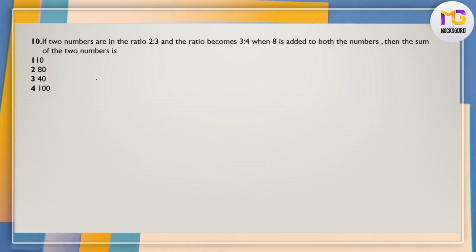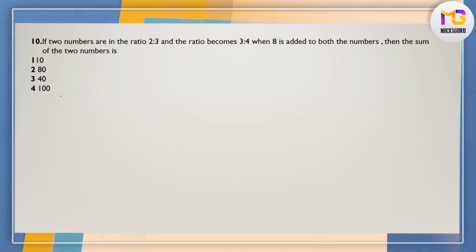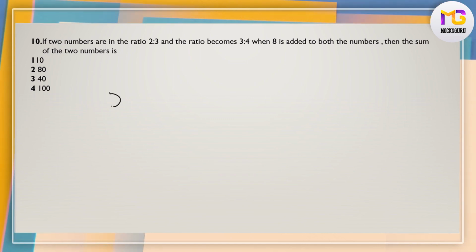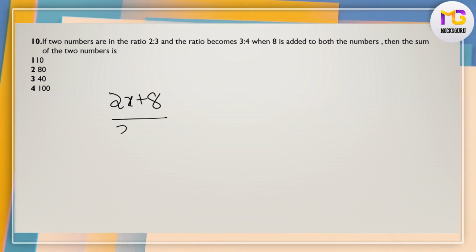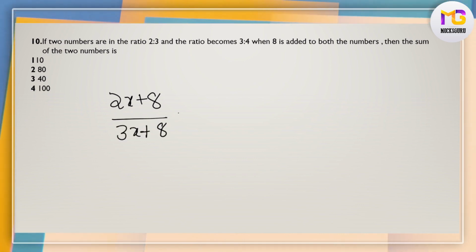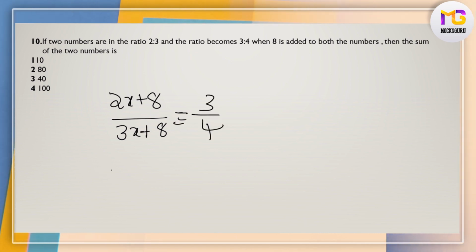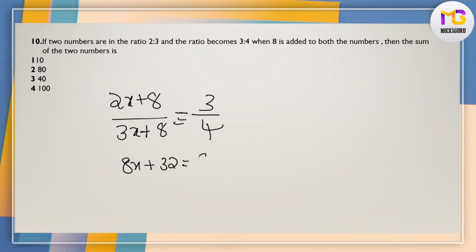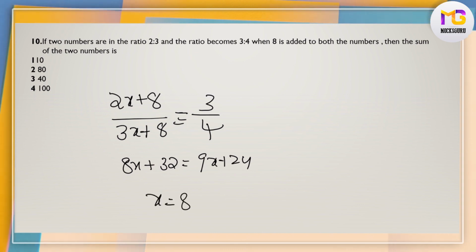Next question is regarding ratio and proportions. If two numbers are in the ratio 2:3 and the ratio becomes 3:4 when 8 is added to both the numbers, the sum of the two numbers is. It is quite easy. We have to add 8 to both the denominator and numerator, and we have to make it equal to the ratio. 8x plus 32 is equal to 9x plus 24. So x is equal to 8.